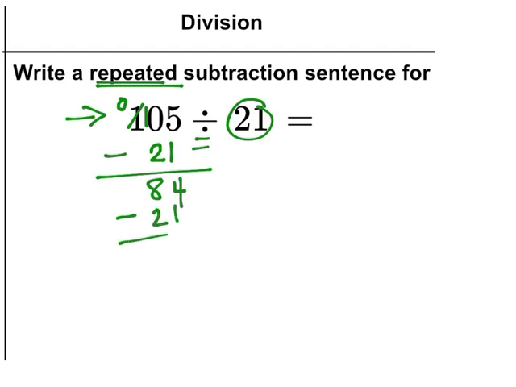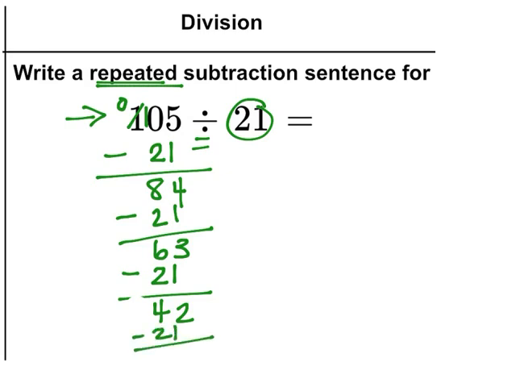Minus 21 again. 4 minus 1 is 3. 8 minus 2 is 6. Well, now what am I going to do? I'm going to repeat. I'm going to subtract 21 again. 3 minus 1 is 2. 6 minus 2 is 4. Well, now what am I going to do? I'm going to, oops, that's not supposed to go there. Sorry about that. I am going to subtract 21 again. 2 minus 1 is 1. 4 minus 2 is 2.